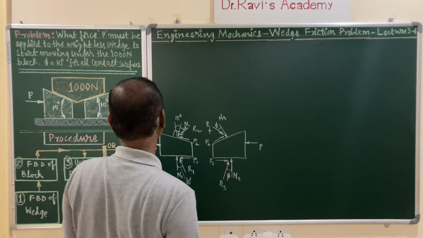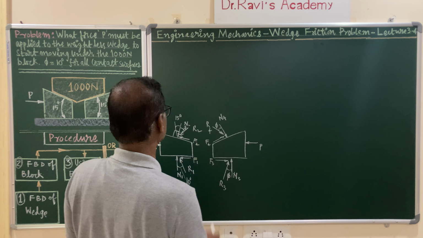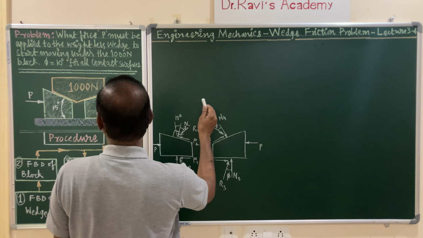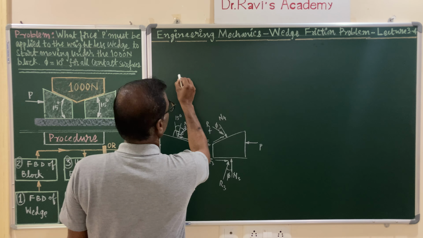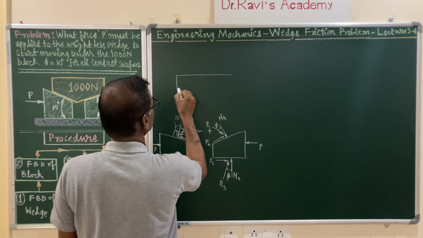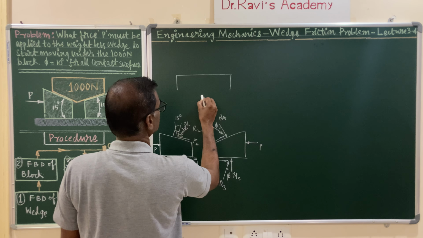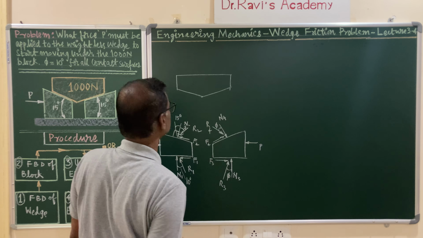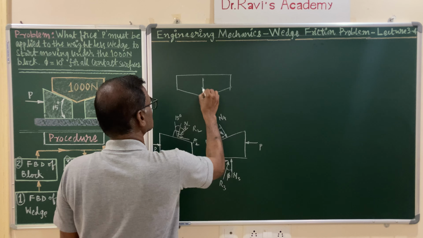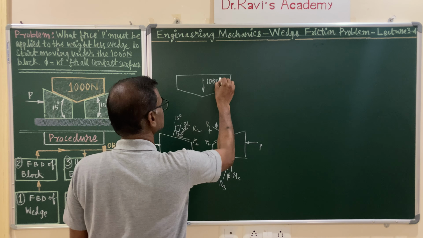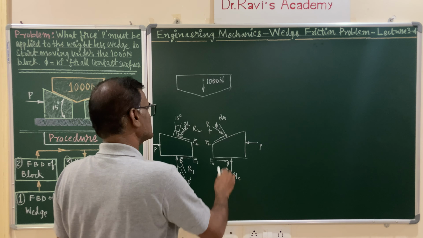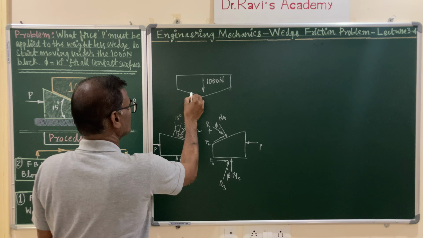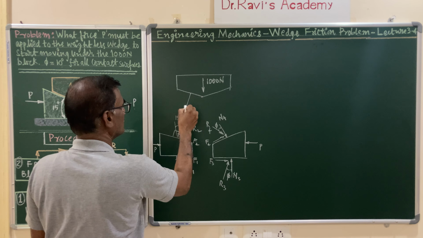Now, the second step is to draw the free body diagram of the block. I am drawing it a little above so you can understand thoroughly the direction of the force. So let me draw the free body diagram of the block. Right here, the weight is 1000 newtons acting downwards, and exactly here, observe carefully, the left side wedge is in contact here. You have normal to it.